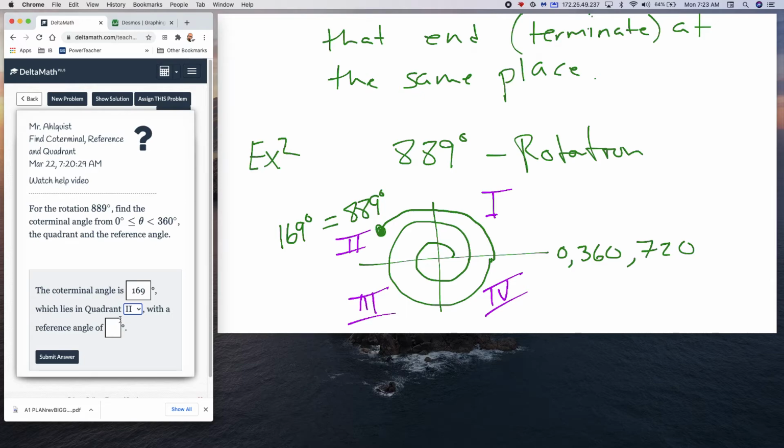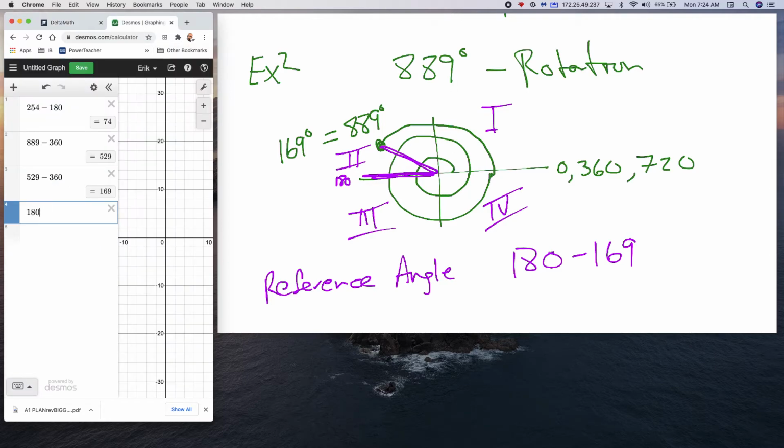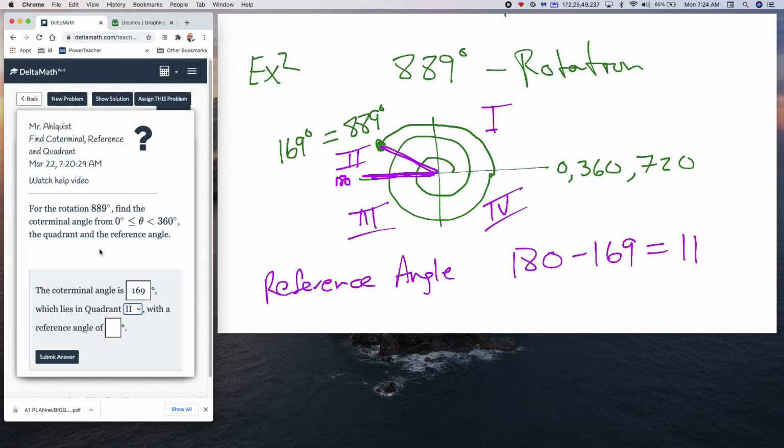And then we get the reference angle. Well, to find the reference angle, if we just take 180 and we subtract 169, we figure out how far short this angle is from that 180. Because remember, this is also 180. So if we were to do that on our calculator, we do 180 minus 169, and we get 11. So our reference angle is 11.